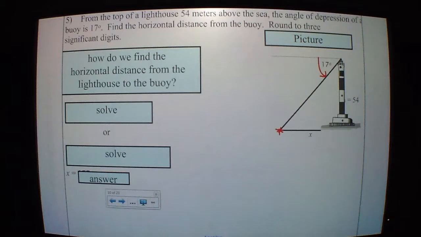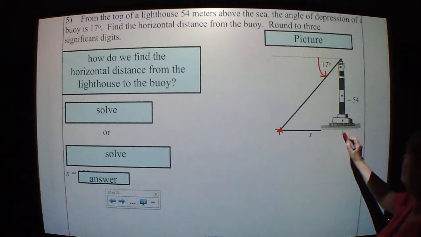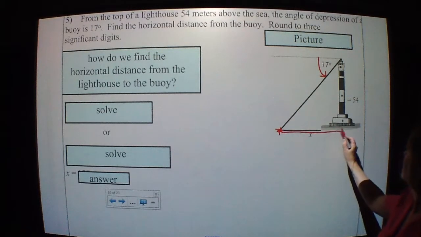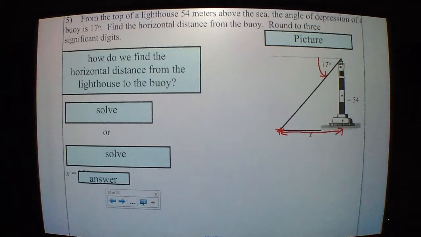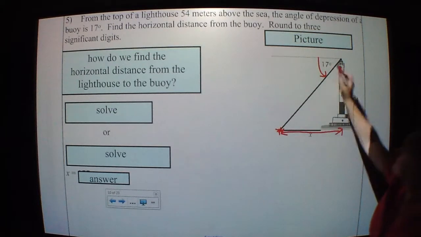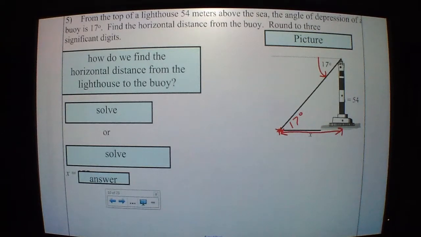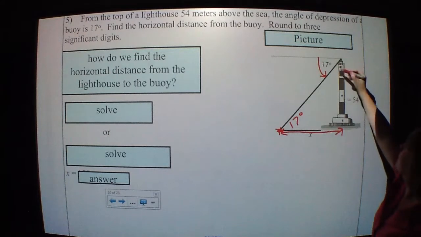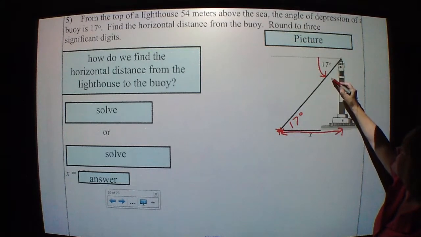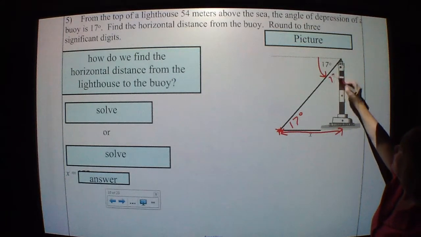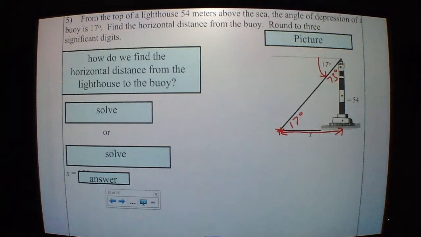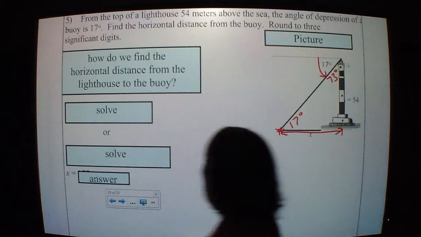Find the horizontal distance from the buoy. So I want to find this horizontal distance here, and I'm going to call that x. If this is 17 degrees, then that is 17 degrees. 2 parallel lines cut by a transversal, the alternate interior angles are congruent. Or I could have found this angle right here, 90 minus 17, would give me 73 degrees. So I can use either angle.